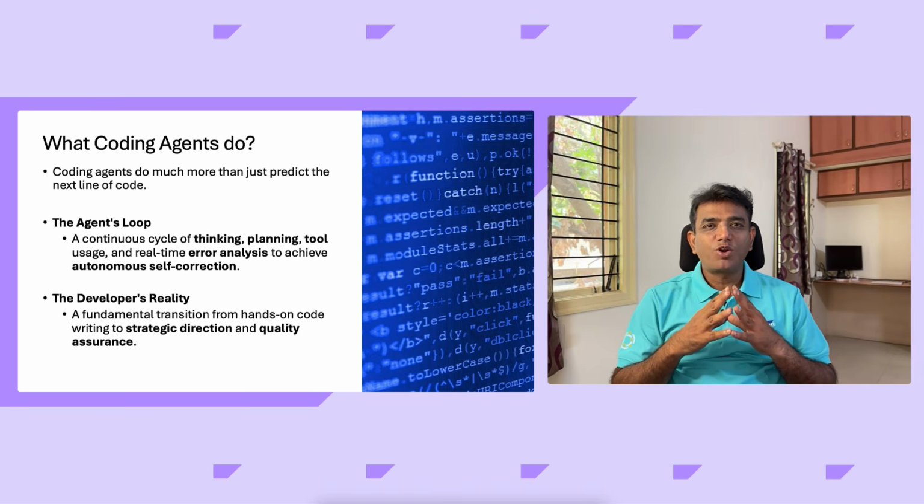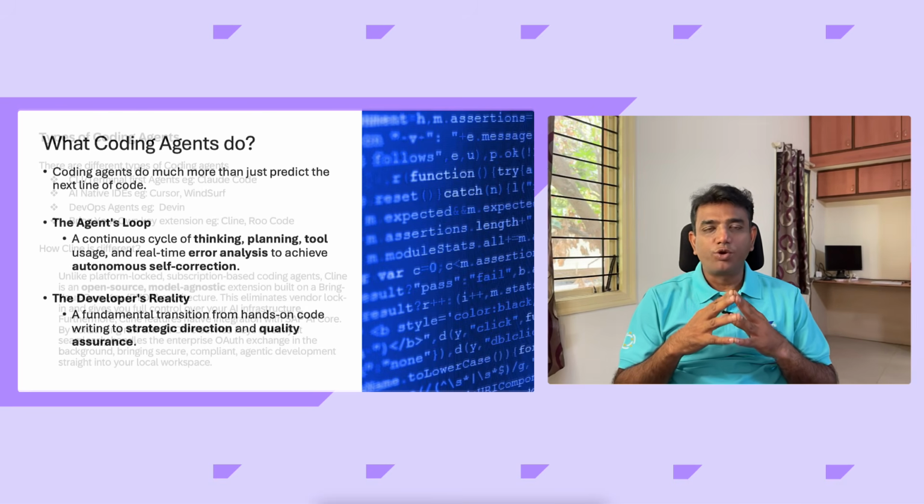First, let's understand what coding agents do. Coding agents do much more than predict the next line of code. They execute end-to-end loops. They think, plan, use tools, read files, run terminal commands, analyze errors, and self-correct until the task is done. They fundamentally change your workflow by shifting your role from writing code to reviewing and directing code. We'll see how to use one such coding agent with SAP AI Core.